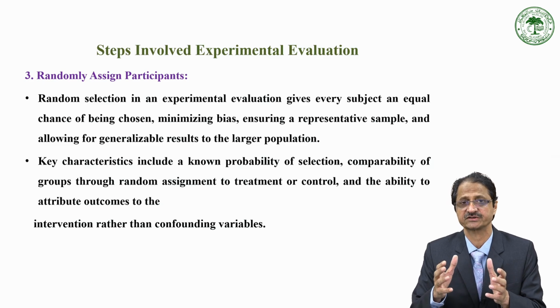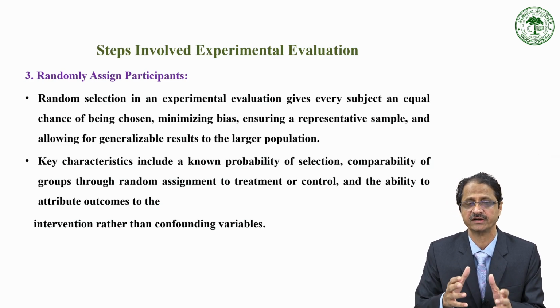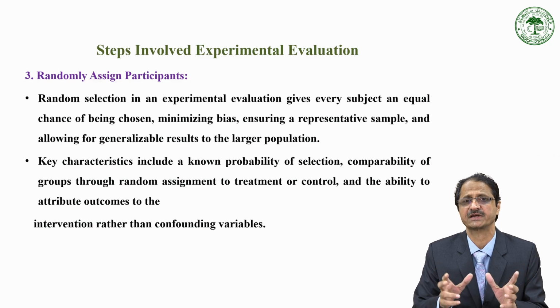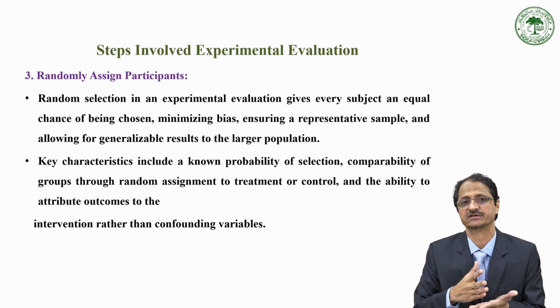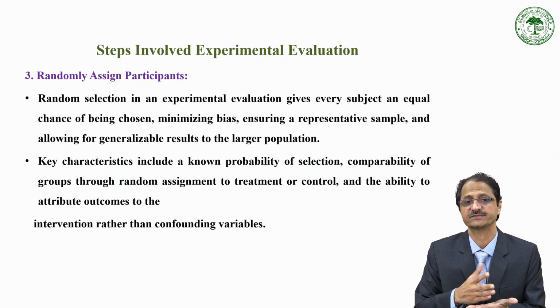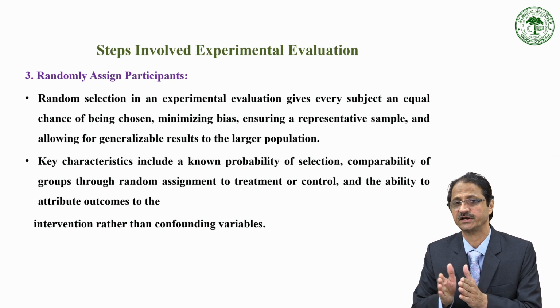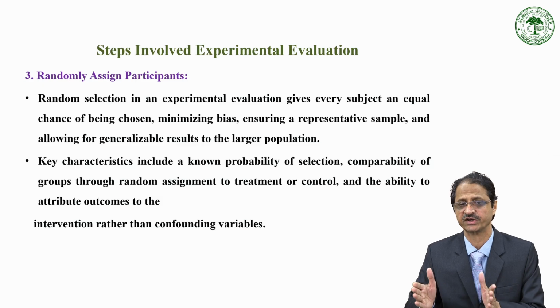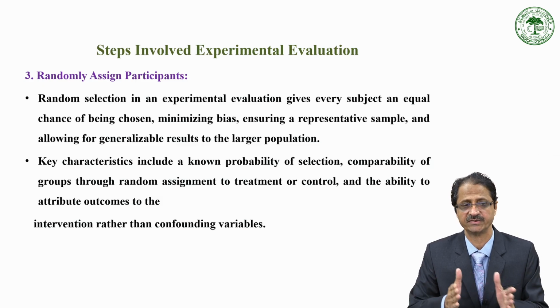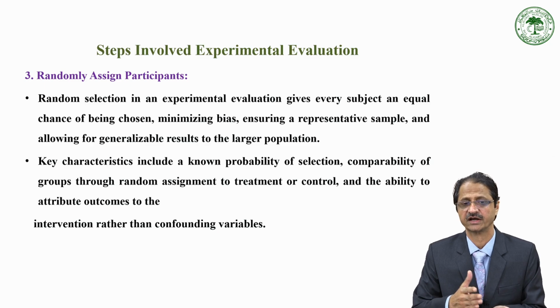So, random selection of the candidate is highly important. We should not use the purposive sampling method; rather, random assignment, random selection of the subject is important. That is basically the basic requirement of the experimental evaluation. Key characteristics include a known probability of selection, comparability of groups through random assignment to treatment or control, and ability to attribute outcomes to the intervention rather than confounding variables.